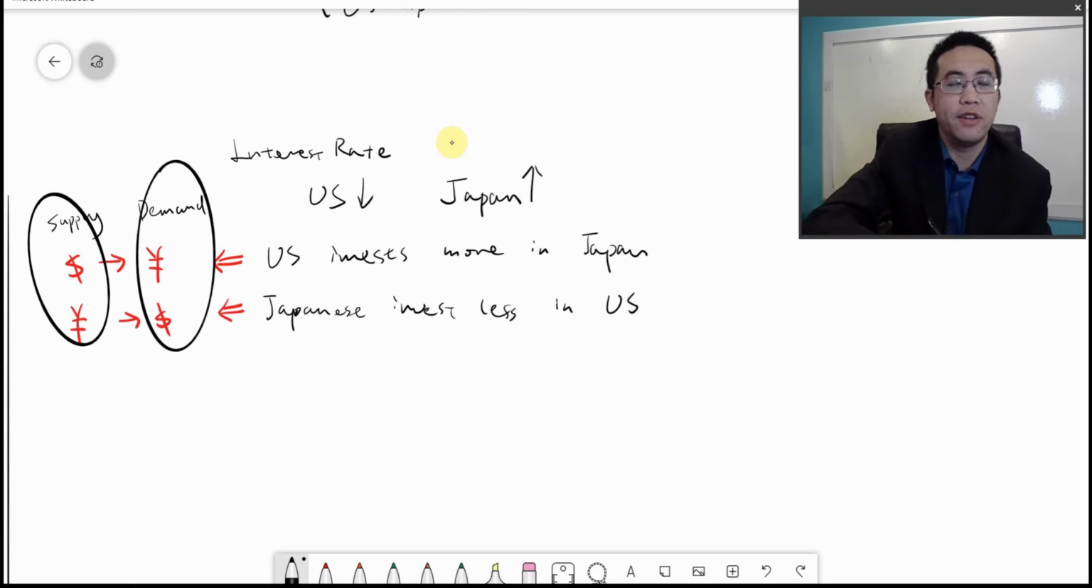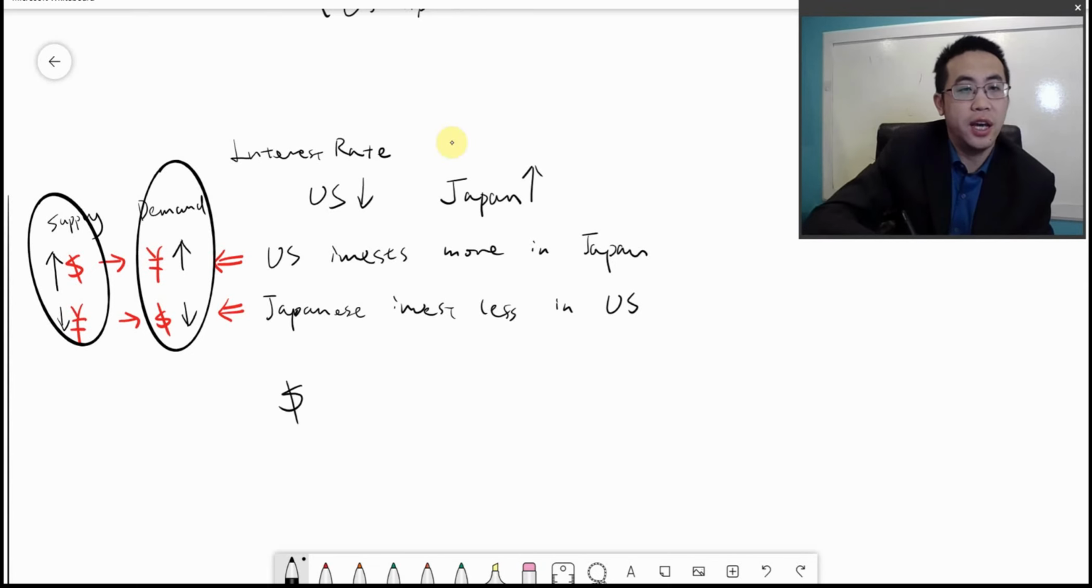And the same story, if the Japanese are selling yen, then they are providing a supply of yen and simultaneously create a demand for dollars. Because of the international investment activities, there will be more dollar to yen conversion, and there will be less yen to dollar conversion. So what happens to the US dollar? You will see that the supply of dollars goes up and the demand for dollars goes down.